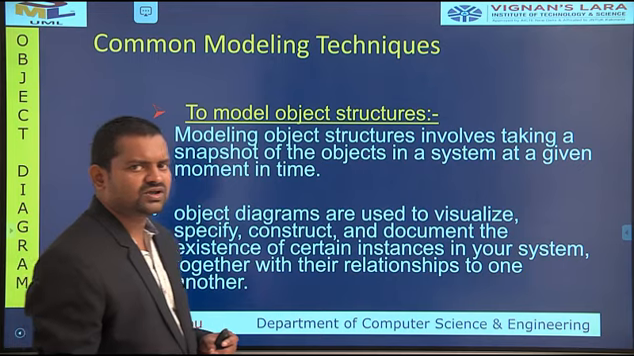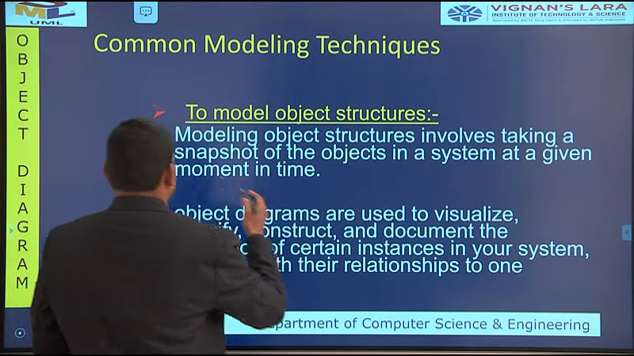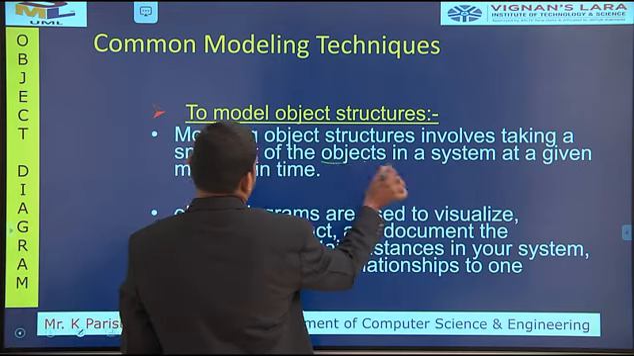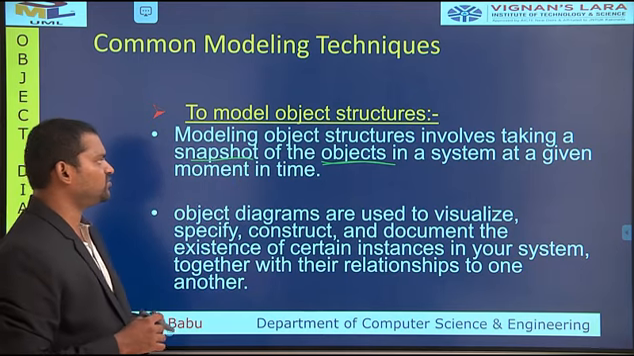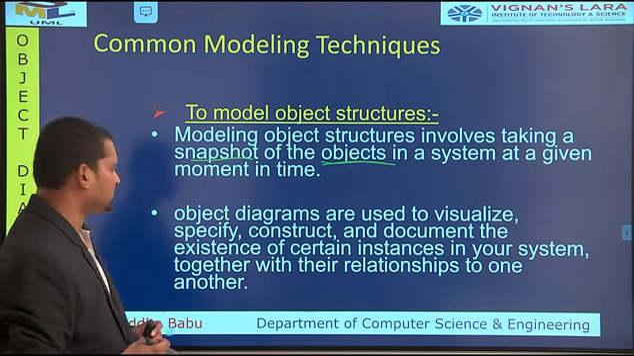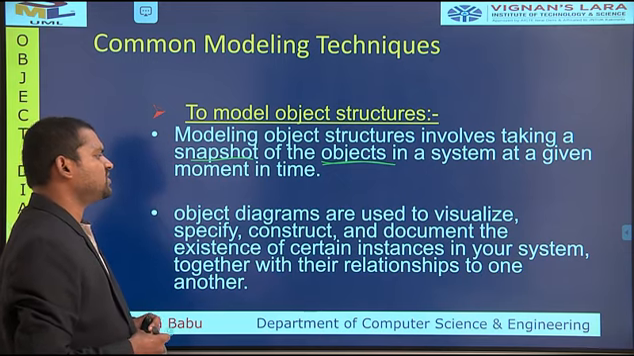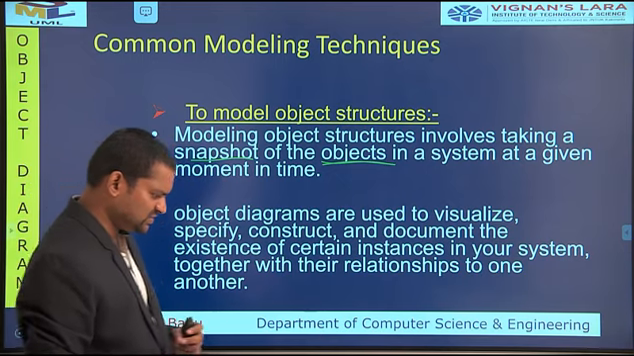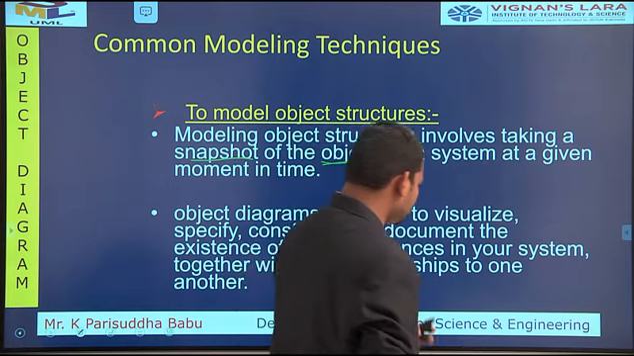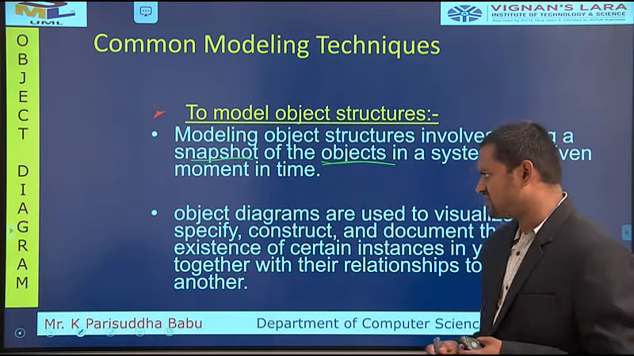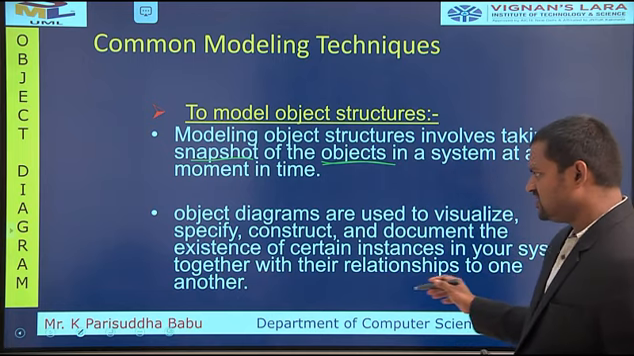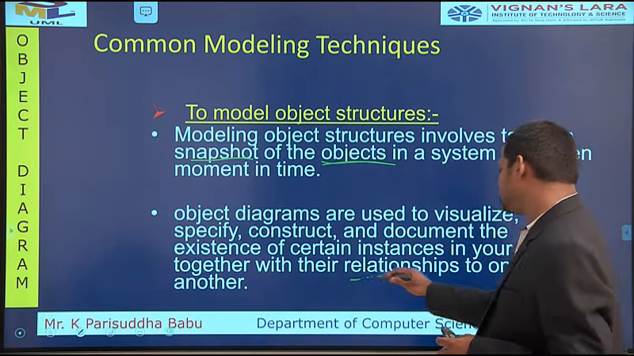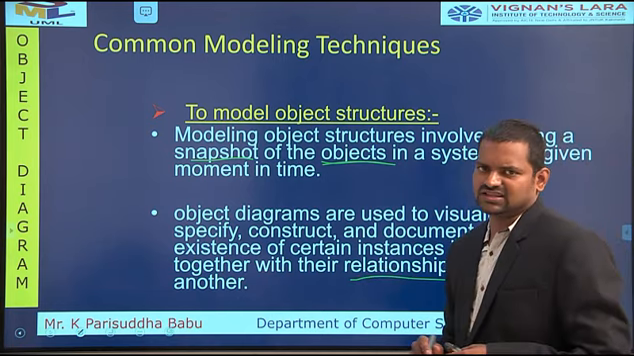Object diagram modeling is nothing but a snapshot of the different objects in a system at a given moment in time. Object diagrams are used to visualize, specify, construct, and document the existence of certain instances in your system, together with the relationships between one another.